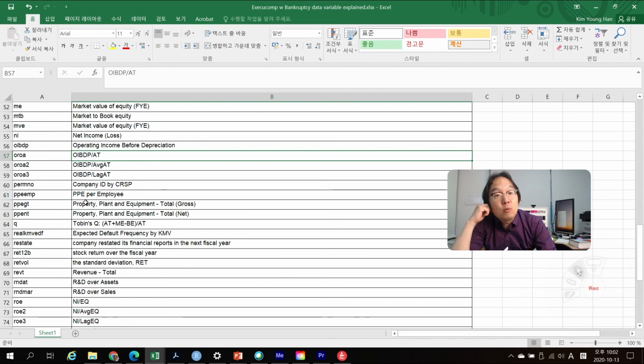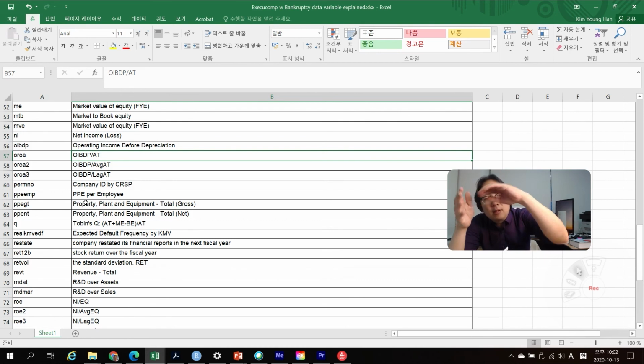And then talking about this OROA, there could be some alternative measures of OROA depending on what you use as the denominator. The denominator of OROA is the concurrent asset total, right? End of fiscal year. And then the numerator is the earnings that you got during this year.